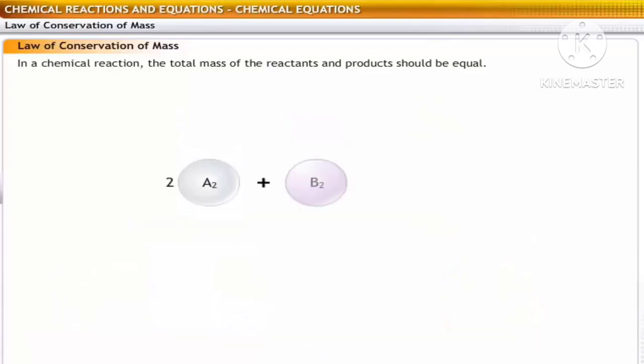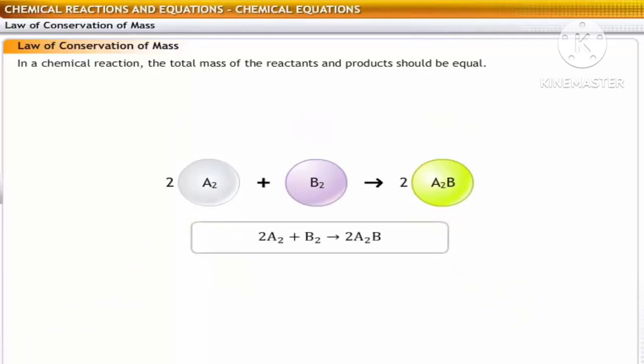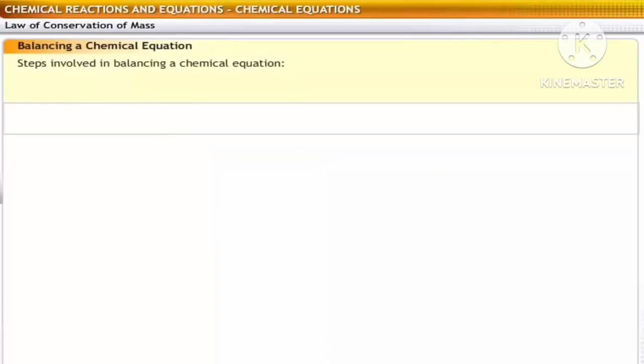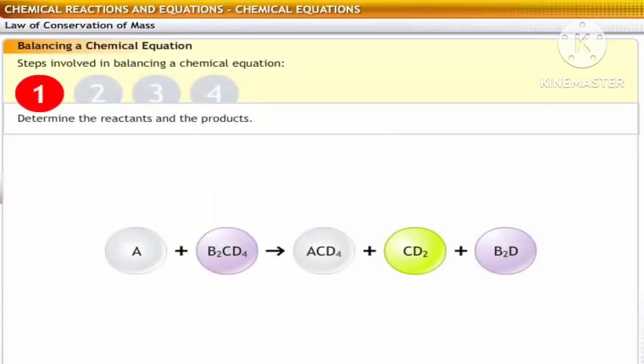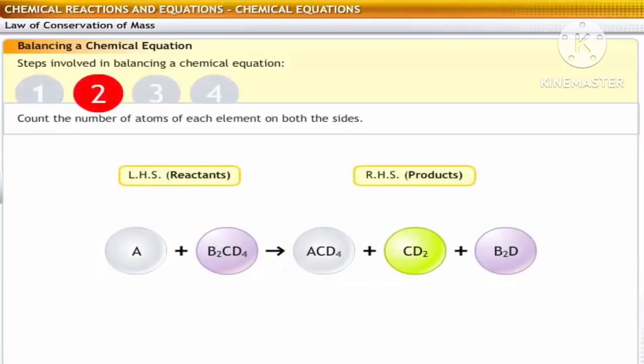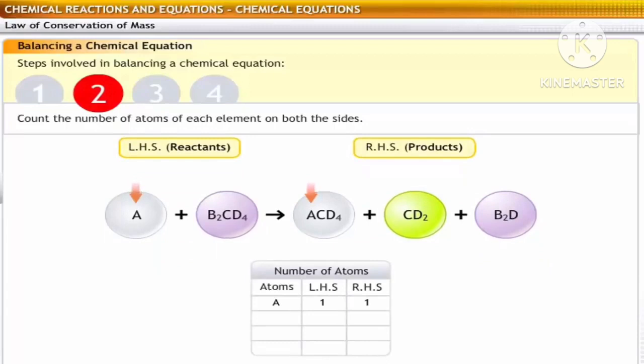All chemical equations must adhere to the law of conservation of mass. Therefore, all chemical equations need to be balanced. The process of balancing a chemical equation involves 4 steps. Determining the reactants and products in a reaction. Counting the number of atoms of each on both sides.